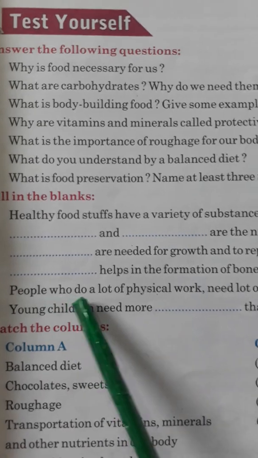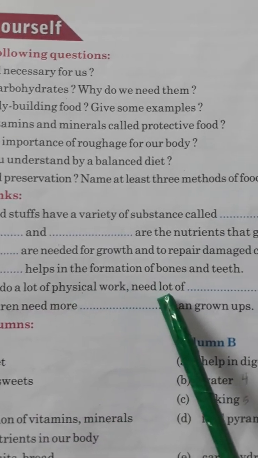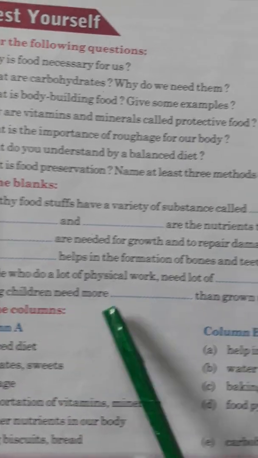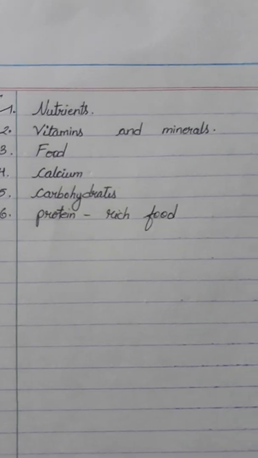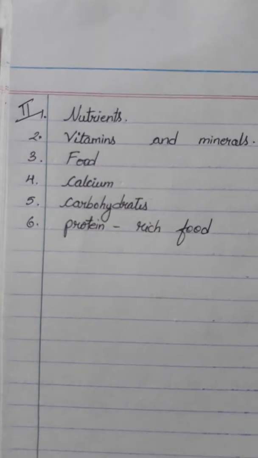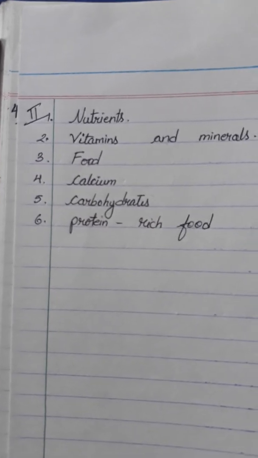5. People who do a lot of physical work need lot of dash, carbohydrates. 6. Young children need more dash than grown up, that is protein rich food. So these are the answers of the fill in the blanks. Only that much will do revision, okay?